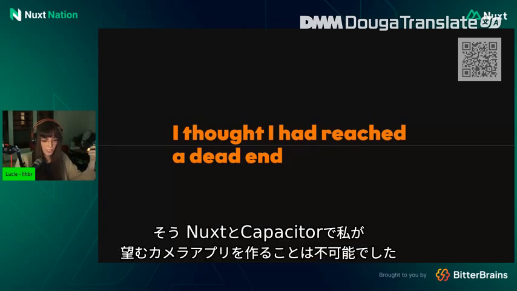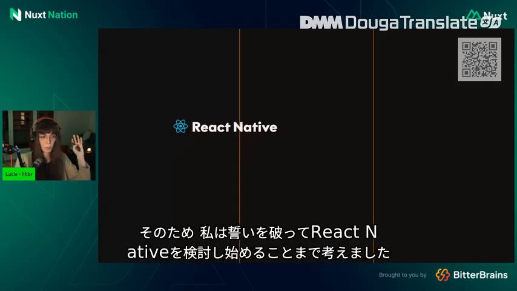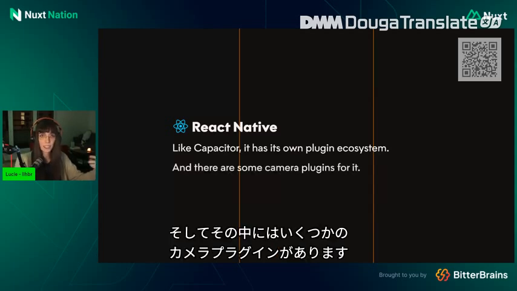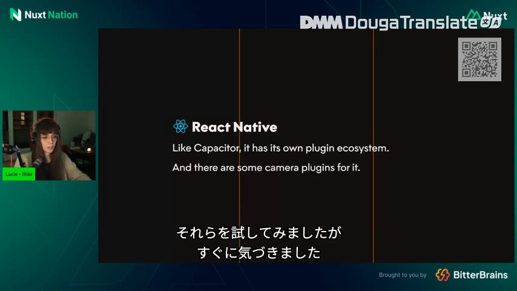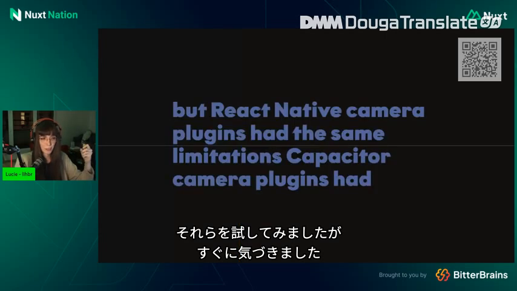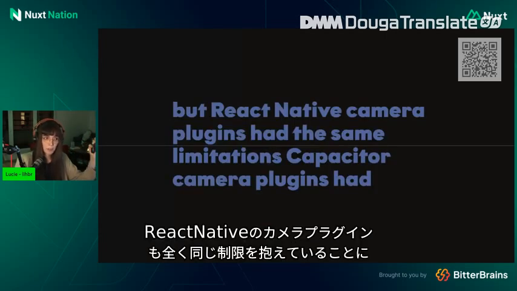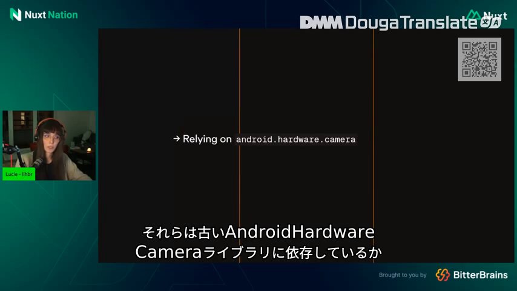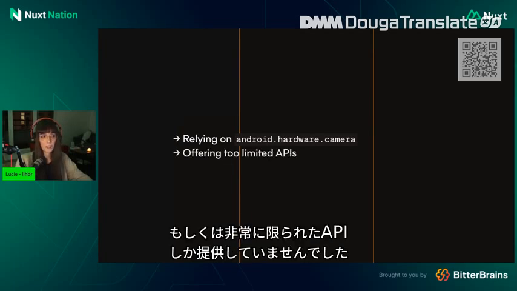Making the camera app I wanted with Nuxt and Capacitor was not possible. So I even thought about breaking my oath and started to look at React Native. React Native, like Capacitor, has its own plugin ecosystem, and there are some camera plugins inside it. So I tried them, and I quickly realized that React Native camera plugins had the very same limitations that Capacitor camera plugins had. They were either relying on the old Android hardware camera library or offered too limited of an API.